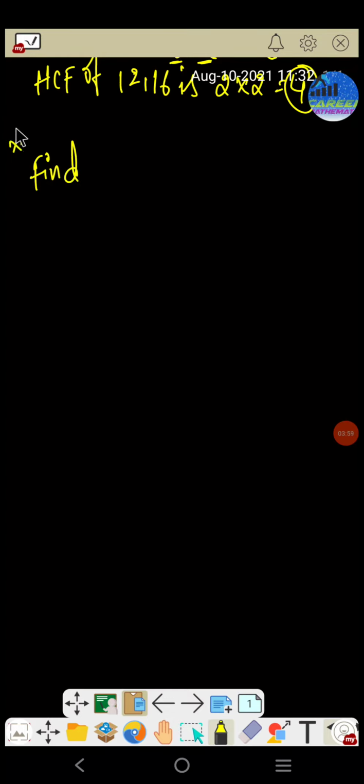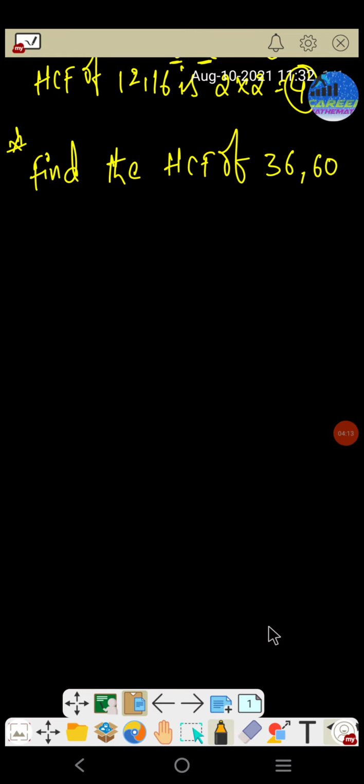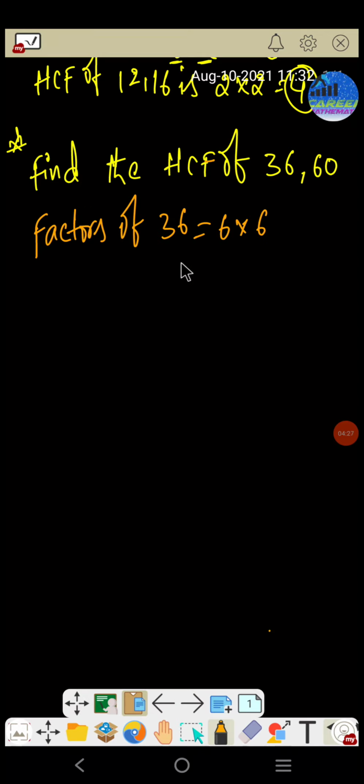Find the HCF of 36 and 60. First, what do we write down? Factors of 36. How can we write it? 6 sixes are 36, but 6 is not a prime number here. Write down 2 threes are 6, and again this 6 also, 2 threes are 6. Now all are prime numbers, so leave it.